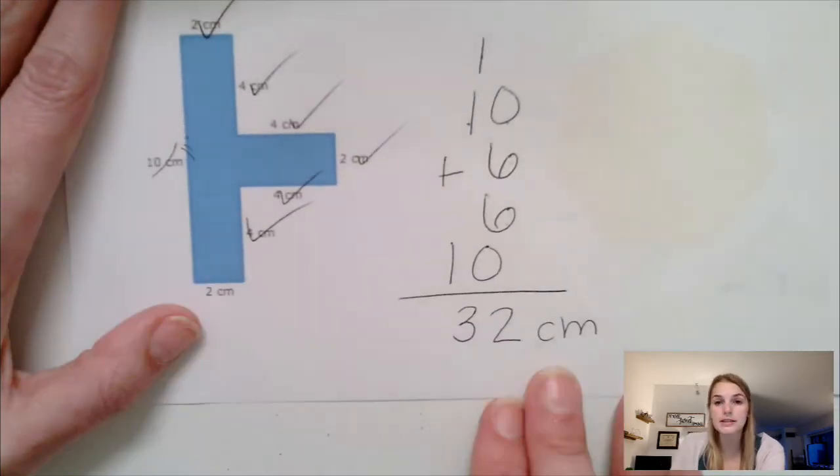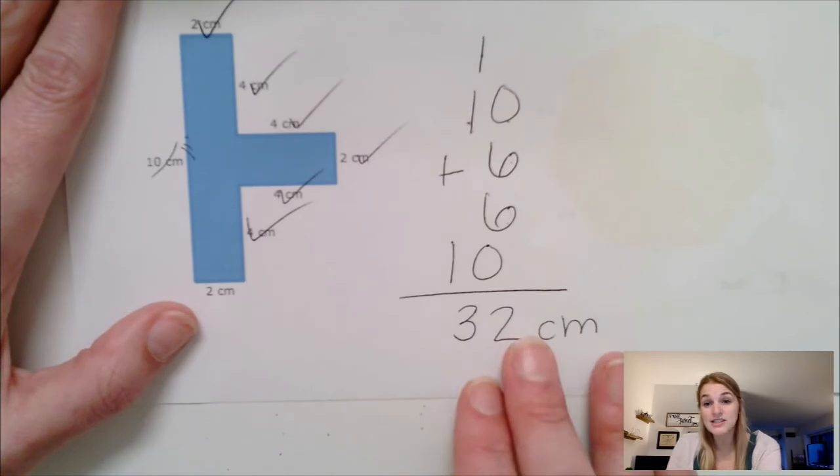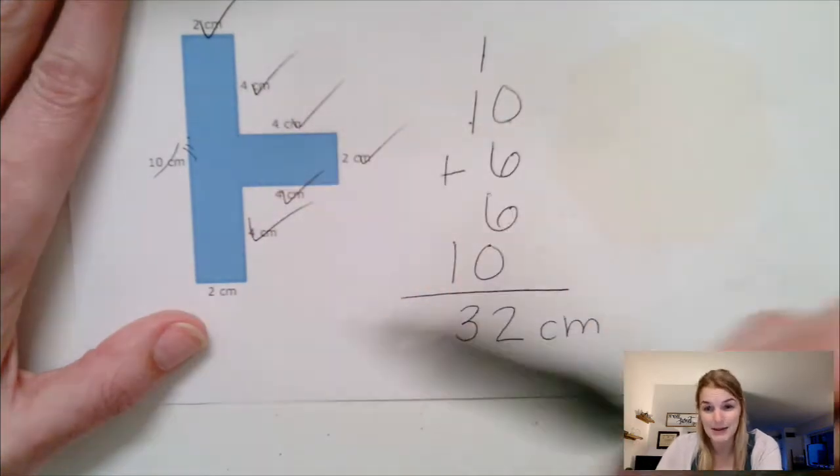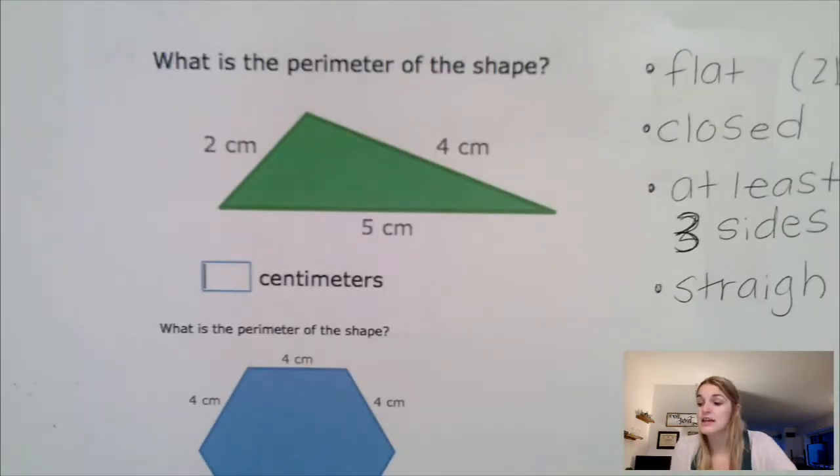And remember, you just leave the units as is. It's not squared because that's when you're talking about the area inside the space. The other thing you're going to be seeing today is how to find the perimeter of polygons.